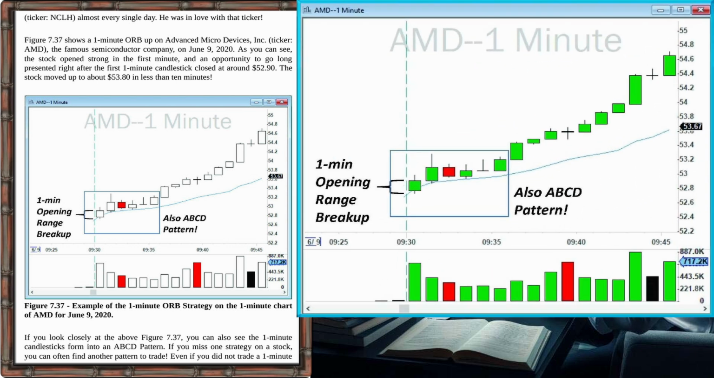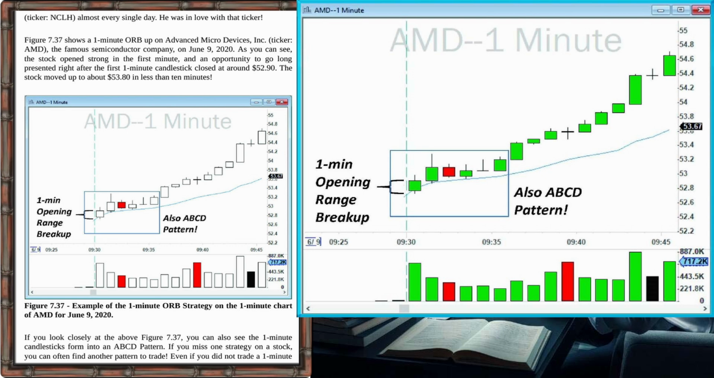Figure 7.37 shows a 1-minute ORB up on Advanced Micro Devices, Inc., ticker AMD, the famous semiconductor company, on June 9, 2020. As you can see, the stock opened strong in the first minute, and an opportunity to go long presented right after the first 1-minute candlestick closed at around $52.90.